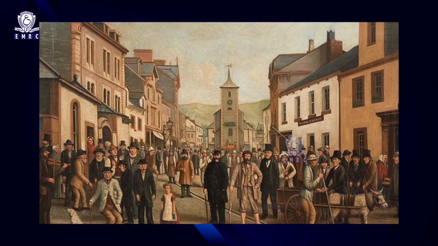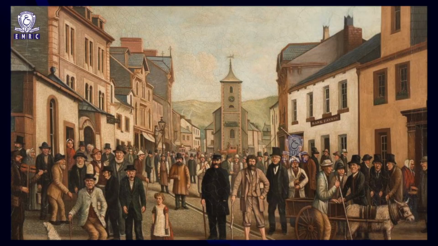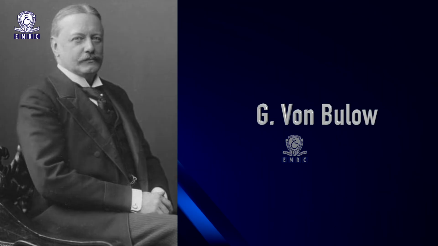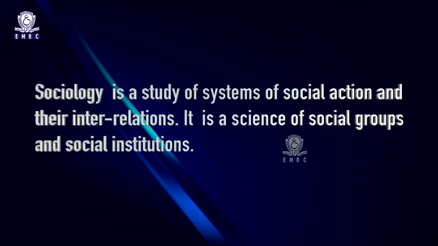Historians today are equally involved in using sociological methods and concepts in their analysis. Social history, accordingly, shows sociology has social relationships with history because present society bears symbols of the past. The relationship between the two is so close and intimate that scholars like G. von Bülow have refused to acknowledge sociology as a science distinct from history. Sociology is a study of systems of social action and their interrelations. It is a science of social groups and social institutions.